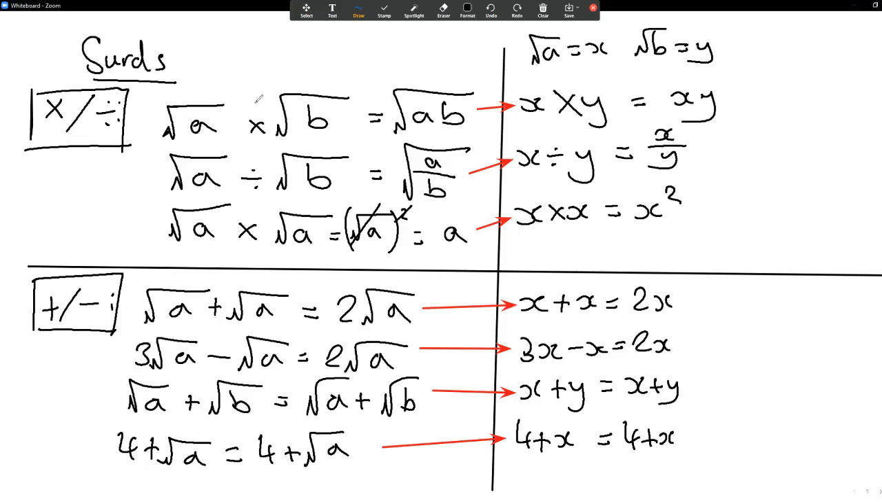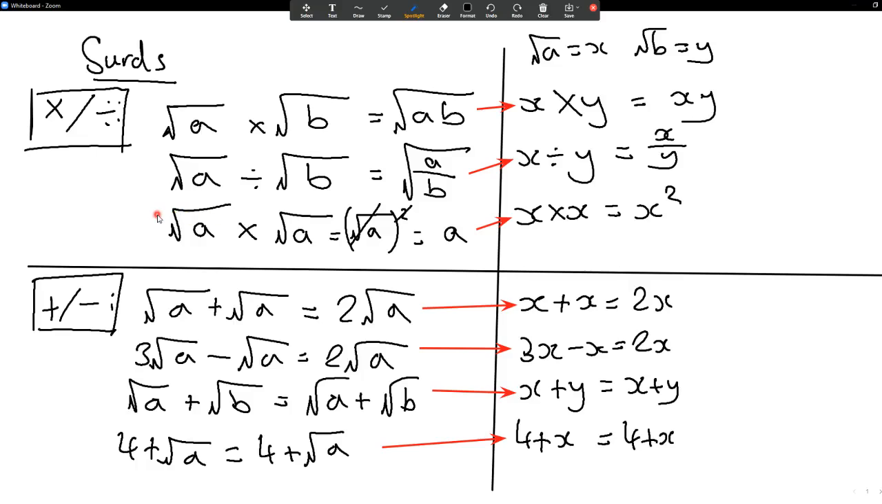So basically, when you times two surds together, you can actually put the surds together. So root a times root b is equal to root ab. You can put them in the same surd, and you can do the opposite as well. If you have two numbers multiplied together within a surd, you can split them up. And the same works with division.